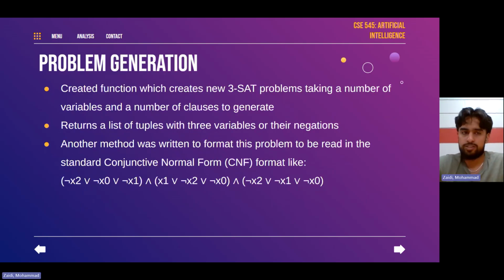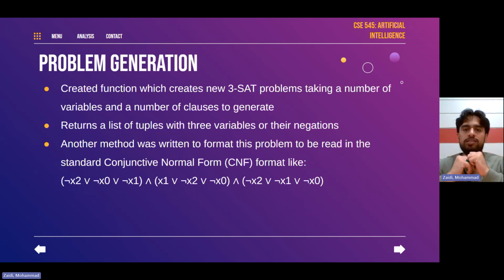Okay, so for problem generation, I created a function that creates new 3SAT problems, or 3 satisfiability problems, by taking a number of variables and the number of clauses to generate. It returns tuples with 3 variables, like parentheses, and you have the 3 variables that we want, or their negations. So like x, not x1, and x3, for example. That will be in a tuple, and we have a list of these tuples.